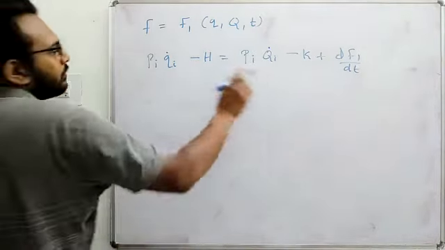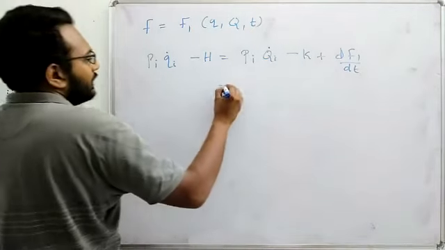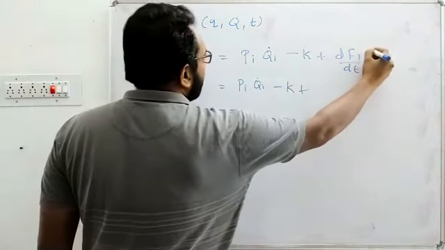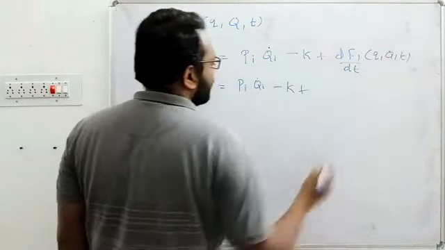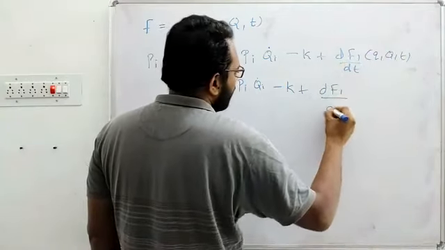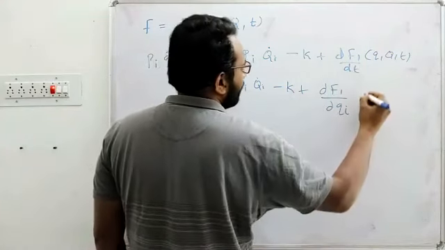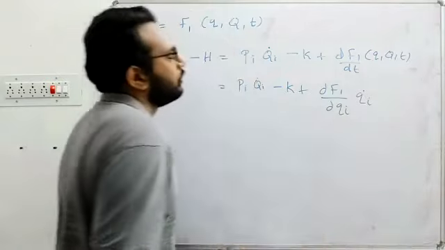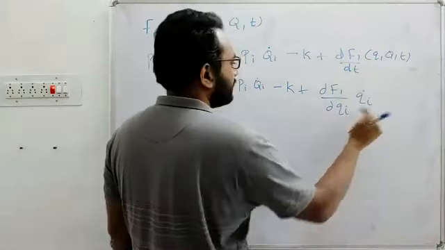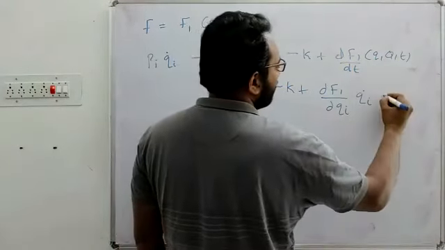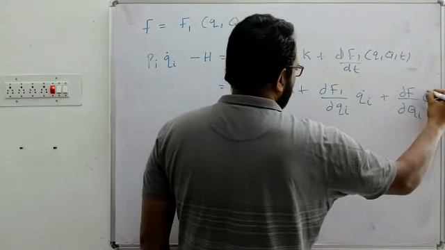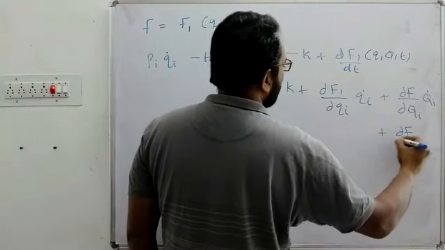Now this you can write as Pi Qi dot minus K plus dF1 by dt, where F1 is a function of q, capital Q and t. Now this you can expand. This is equal to, by the chain rule, dou F1 by dou qi times qi dot, with a summation over i, you could also use k, it doesn't matter, plus dou F1 by dou Qi times Qi dot plus dou F1 by dou t.